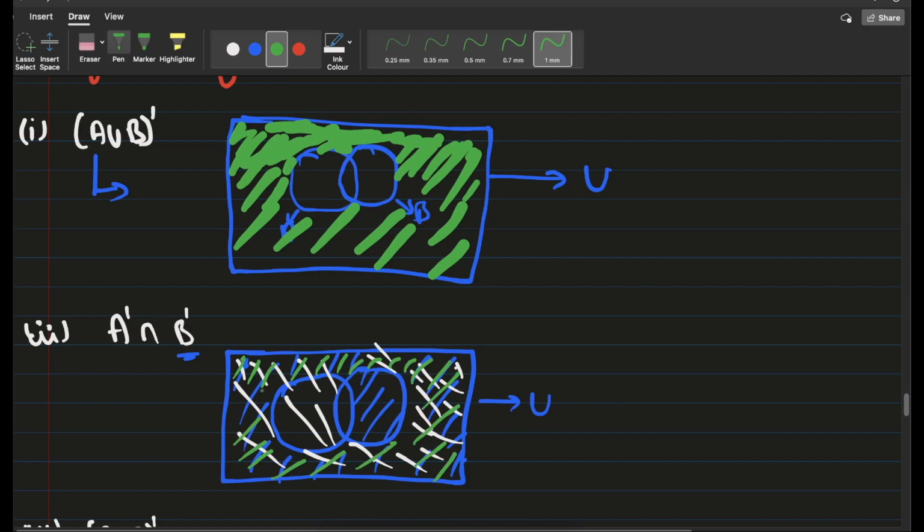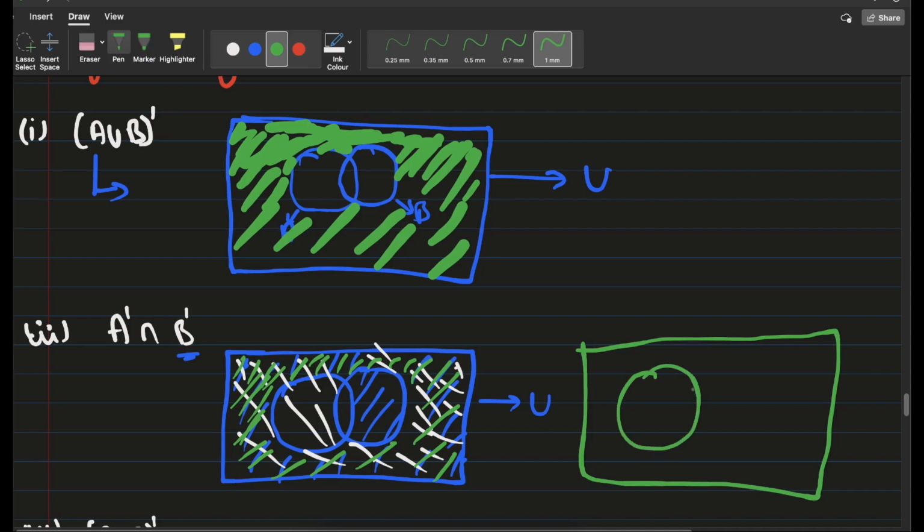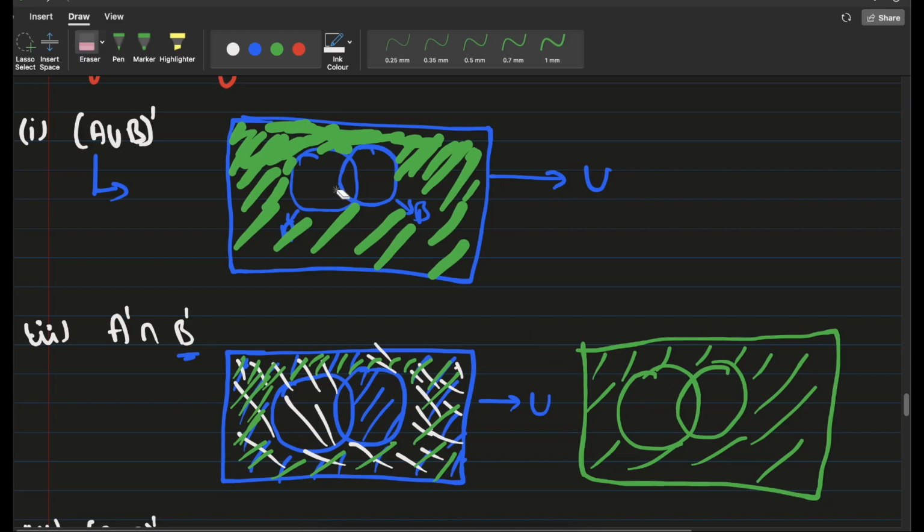What is the final answer for this first part? This is the universal set, this is A, this is B. What would be A complement intersection B complement? It will contain this area. You will shade it. Take care that the shading does not go inside the sets. This will be A complement intersection B complement.